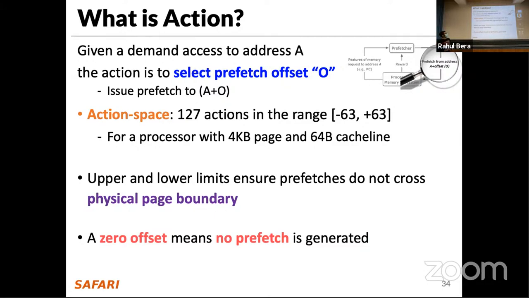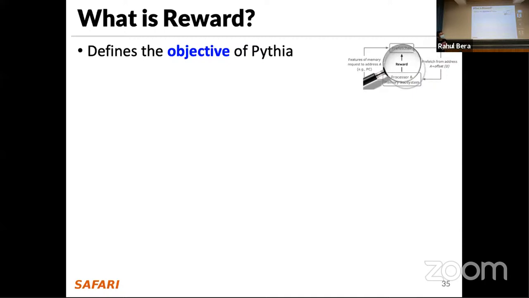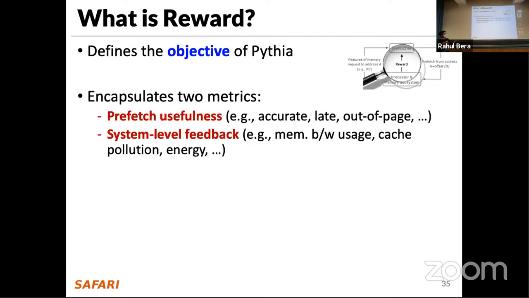Okay, perfect. So now let's define the reward for Pythia. So the reward is defined as the objective for Pythia. This is the main crux of the problem. How you define the reward is how you would expect the agent to behave.